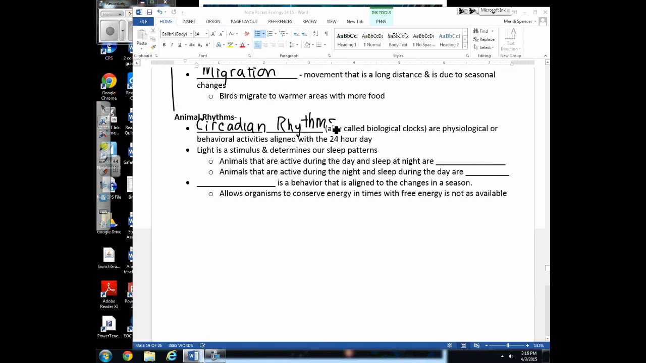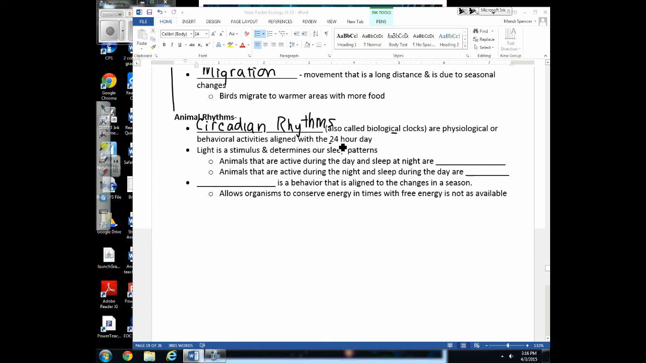Sometimes this is referred to as your biological clock. If you travel overseas, you know that it takes a little bit of time for your biological clock to adjust to their night and day. So circadian rhythms are behaviors and physiological activities that are based on that 24-hour day period.